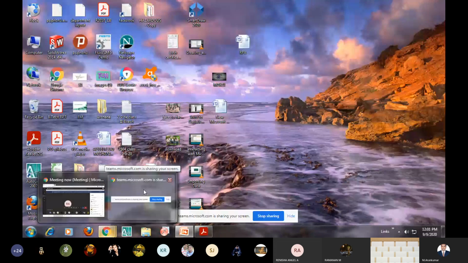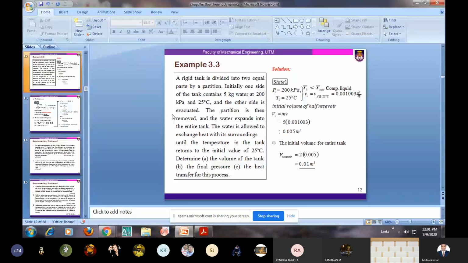So we can try to solve this question. Just look at the problem. We have a pressure at state 1, and they gave the temperature at state 1, also the other values, and the other side is evacuated. The partition is then removed, and the water expands in the tank, and is allowed to exchange heat.